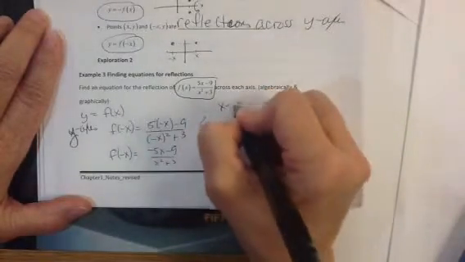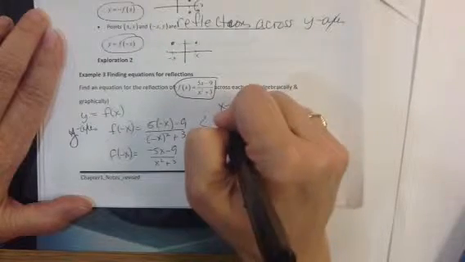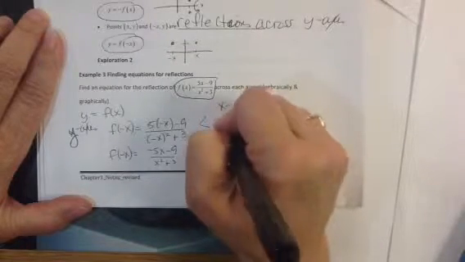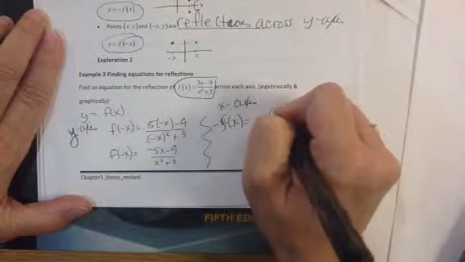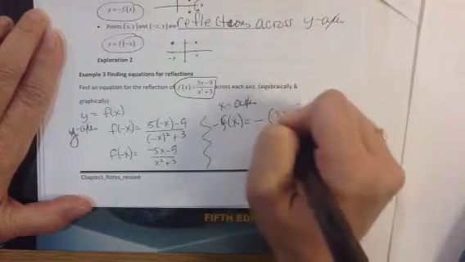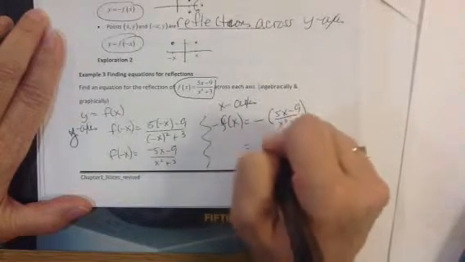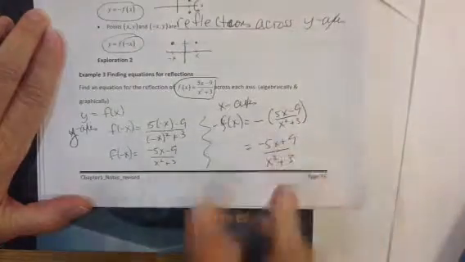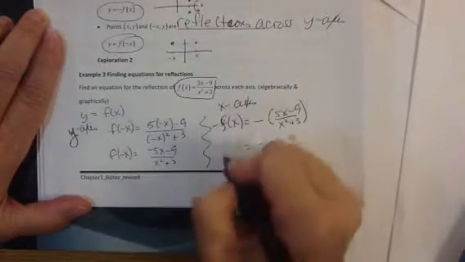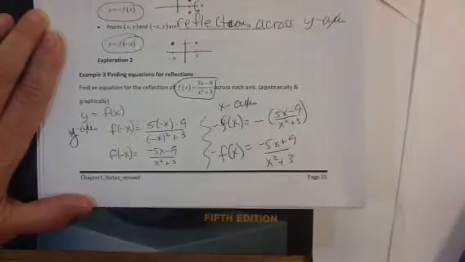Now I need to do one across the x-axis, which means I want to get negative f of x. So I'm going to put a negative in front of my f of x, and then I'm going to verify this on the calculator. I carry my negative through. Now notice, they're not the exact same equation. So let's see what the graph looks like.